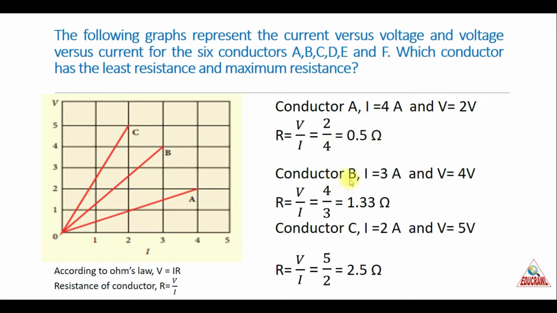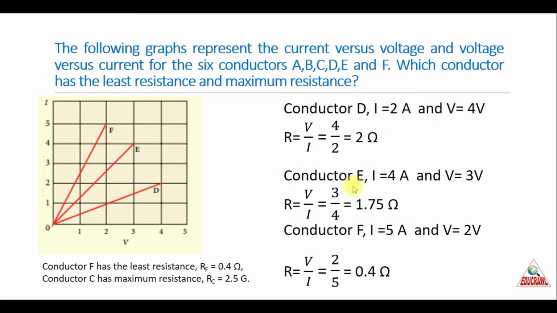Now we have to calculate for the conductor B. For the conductor B, the I value we have taken as 3 ampere. The corresponding V value is 4 volt. So R is equal to V by I. Substituting the values of V and I, we get 4 by 3, which is equal to 1.33 ohm. Similarly, for conductor C, I is equal to 2 ampere. The corresponding voltage is 5 volt. So R is equal to V by I, which is equal to 5 by 2, which is equal to 2.5 ohm.